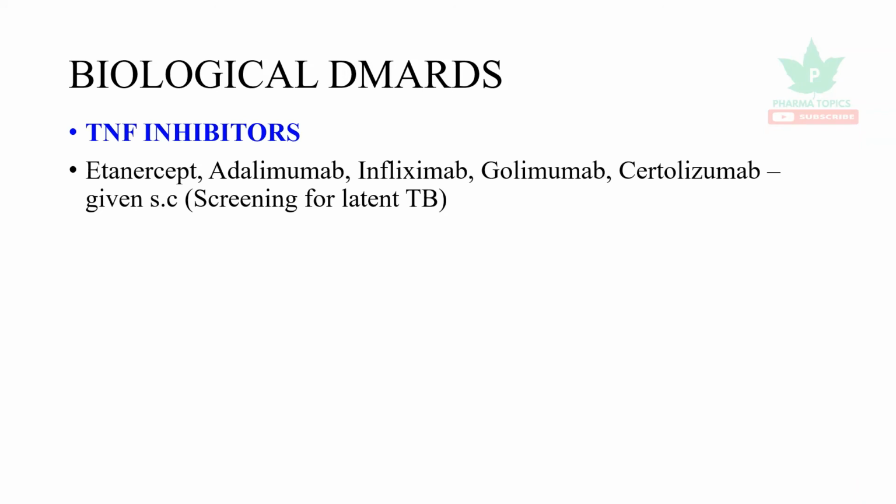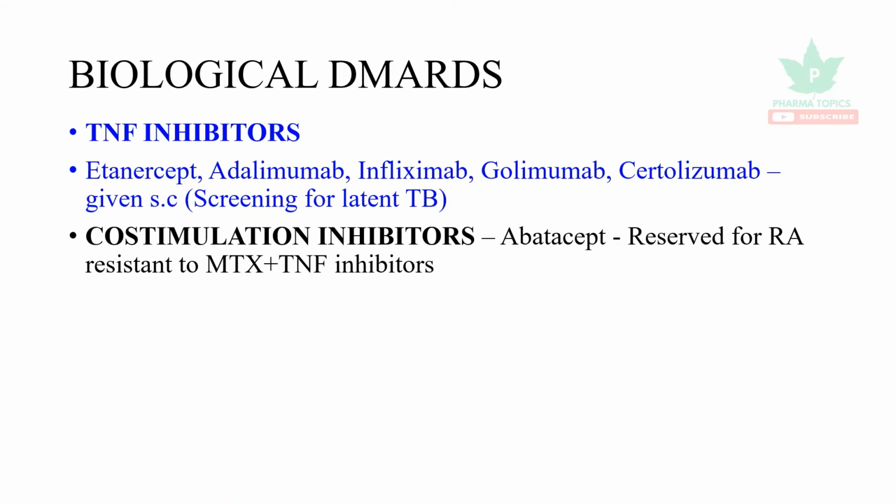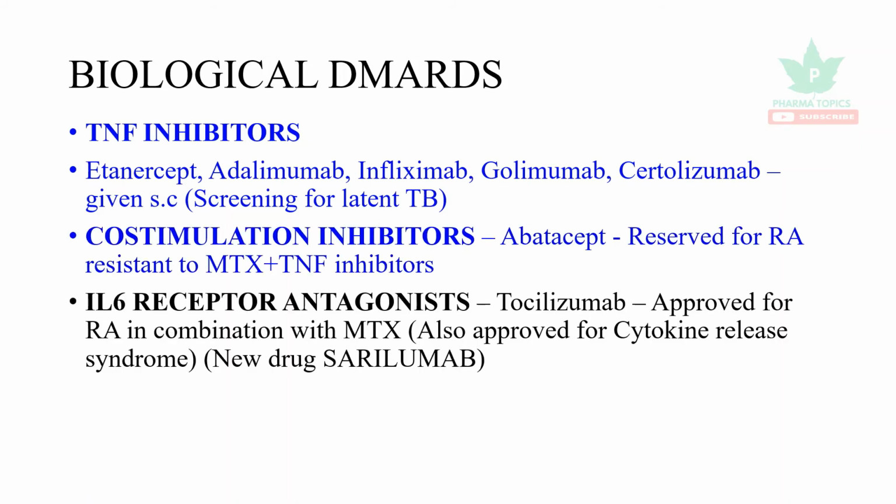Then widely used drugs nowadays are biological DMARDs, TNF alpha inhibitors, such as the monoclonal antibodies, and they are given subcutaneously. It is mandatory to screen for latent tuberculosis. Co-stimulation inhibitors such as abatacept and belatacept are approved for patients who cannot tolerate or don't respond to methotrexate and TNF alpha inhibitors. IL-6 receptor antagonist tocilizumab is approved for combination with methotrexate to treat the rheumatoid arthritis.